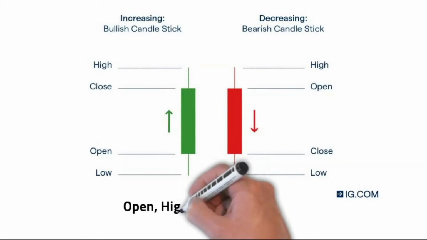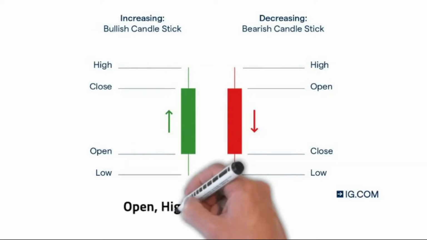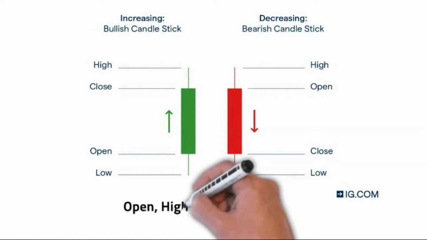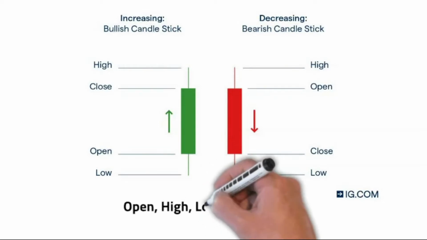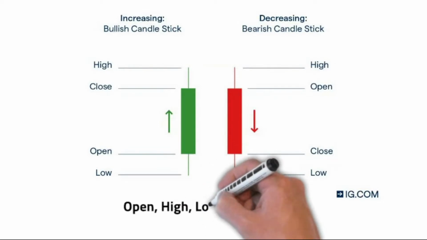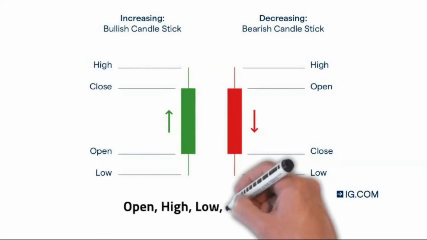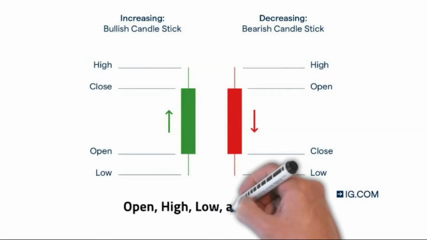The filled section of the candlestick is called the body. The thin lines poking above and below the body display the high/low range and are called wicks or shadows. The top of the upper shadow is the high. The bottom of the lower shadow is the low.